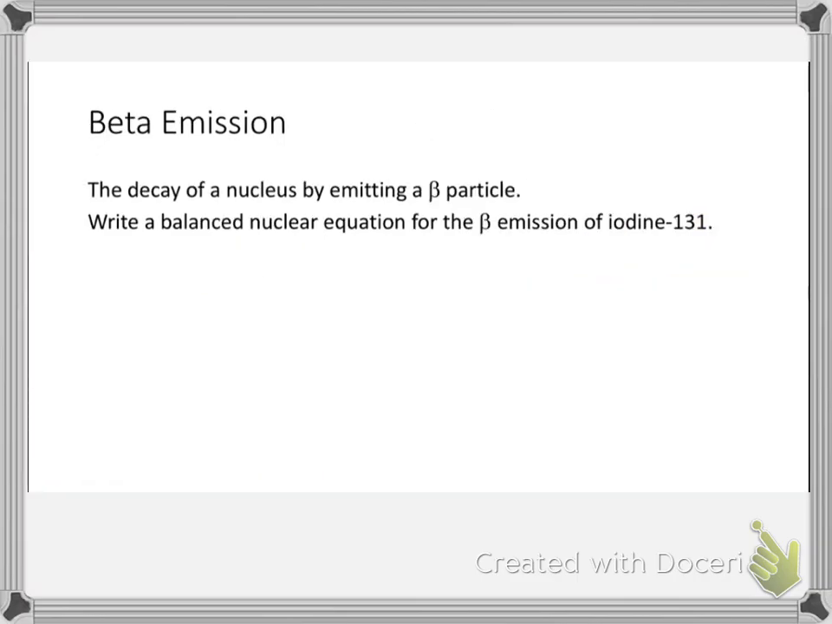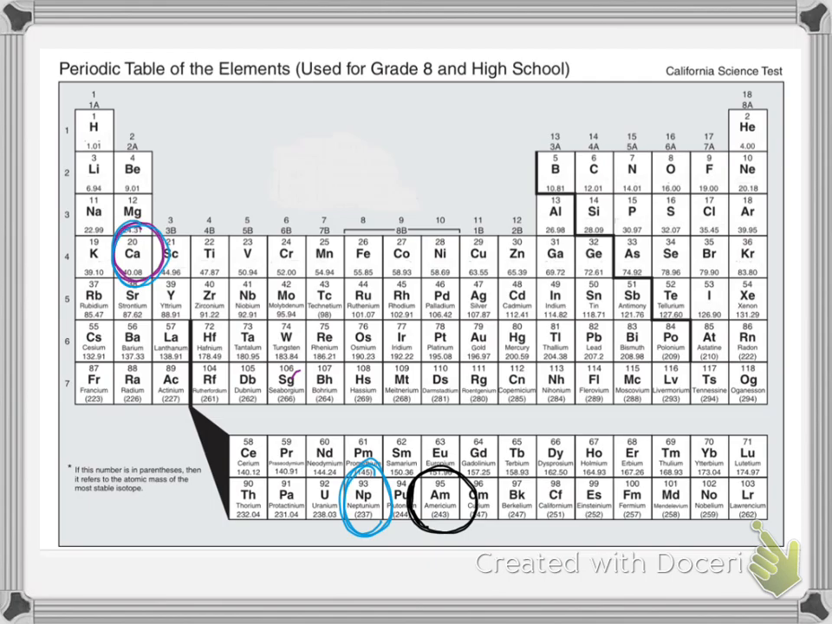So the decay of a nucleus by emitting a beta particle. And a beta particle has a symbol of 0, -1. That's the one we want to use. So it says, write a balanced nuclear equation for the beta emission of iodine-131. Iodine-131 is used as a very successful therapy for thyroid cancer. So let's see, iodine. I need to know its atomic number. I got to go to the periodic table. So iodine right here is 53.